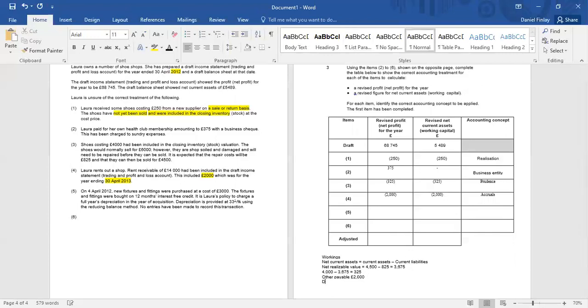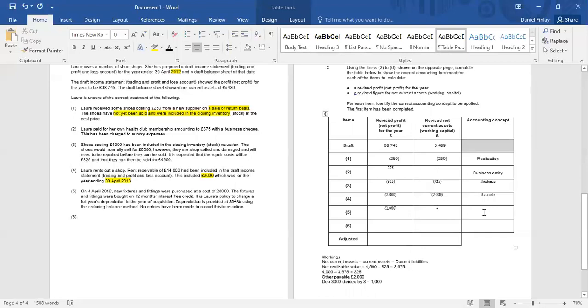Well, we need to work out depreciation. So depreciation, we would do £3,000 times that percent, which just means divided by 3. Depreciation for the year will be £1,000. So that's going to increase an expense. So that's going to decrease my profit by £1,000. Now that £1,000 will also decrease my non-current assets, but that'll have no effect on my current assets.